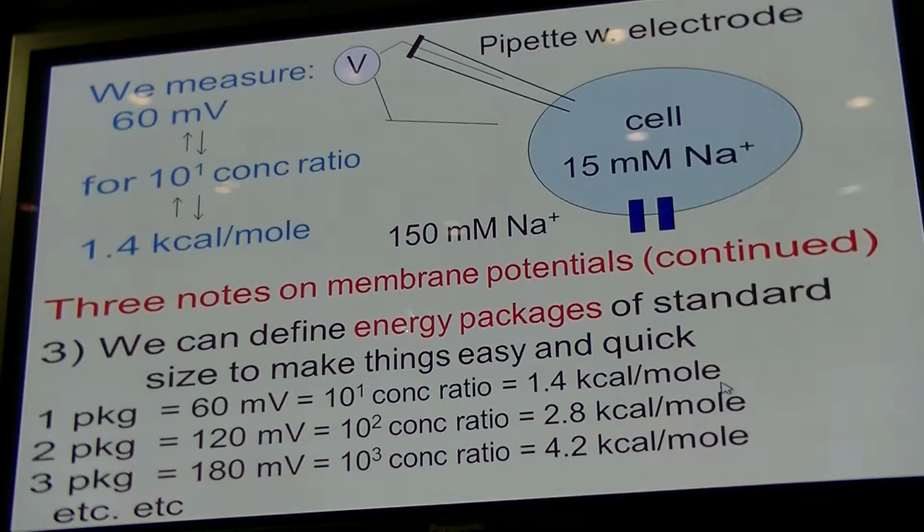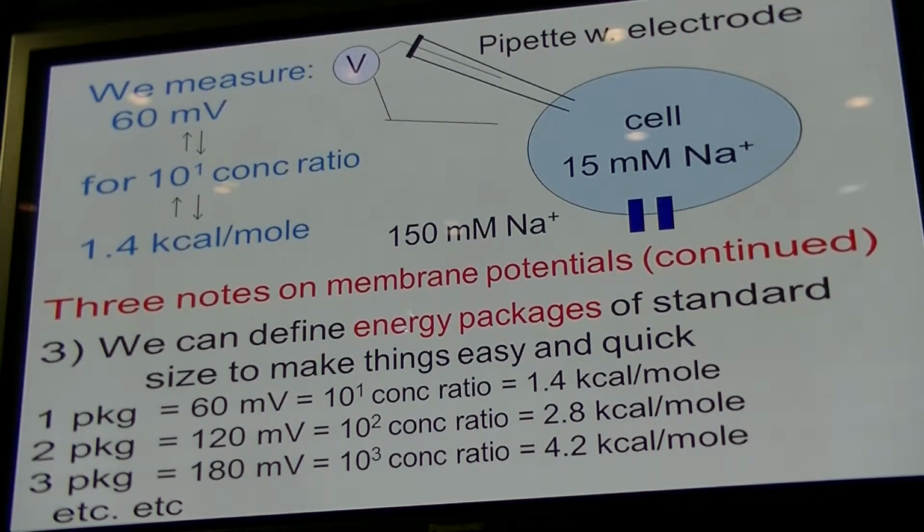Of course, we can work with things that are, let's say, 75 or 89 or whatever weird voltages, and we can also convert that to concentration ratios and amounts of kilocalorie per mole, but the numbers are not easy. So at my exams, the numbers always are in standard packages or multiples thereof. And so you don't have to remember any equations.